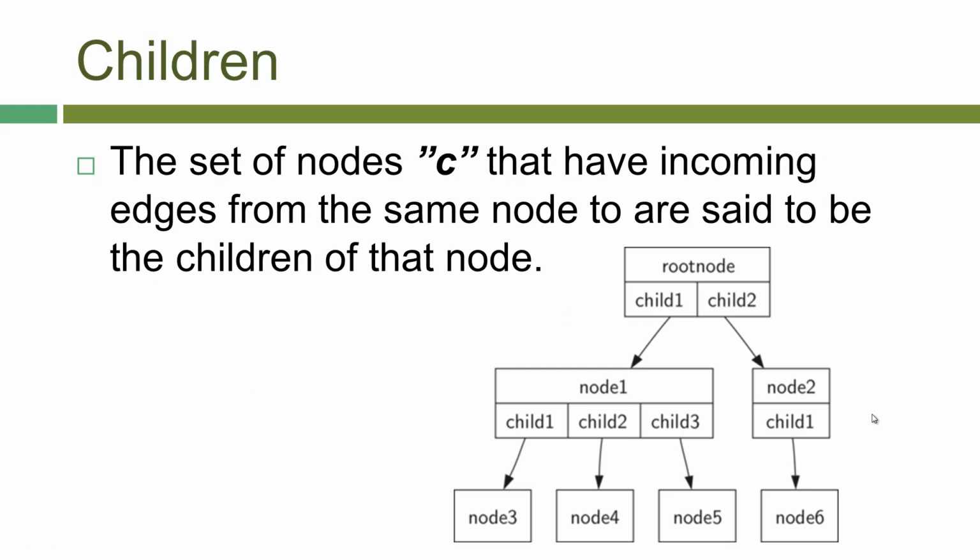So as you continue on and have an ordered list of nodes that are connected by edges, you have a path. And then children, formally, are a set of nodes, we'll call them C here, that have incoming edges from the same node, and are said to be the children of that node. So for example, we can see here that the root node has 2 children, and then each of those children goes to another node. Node 1 has 3 children, node 2 only has 1 child.